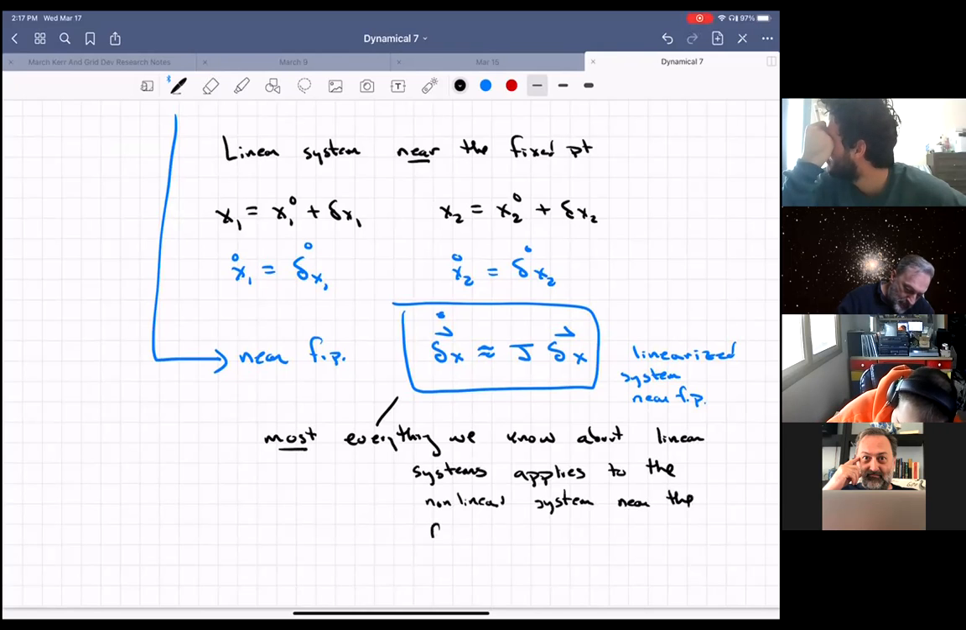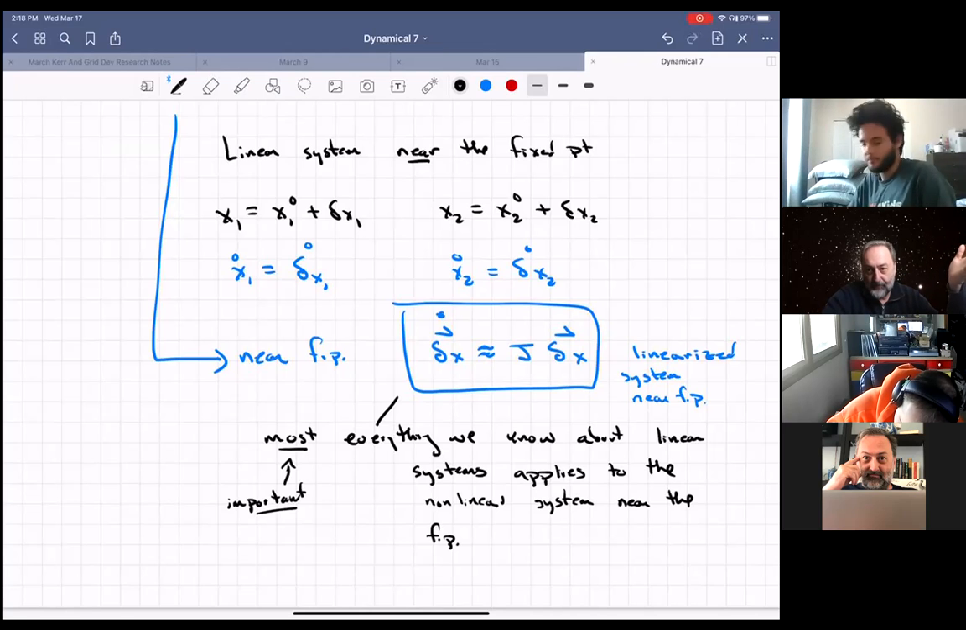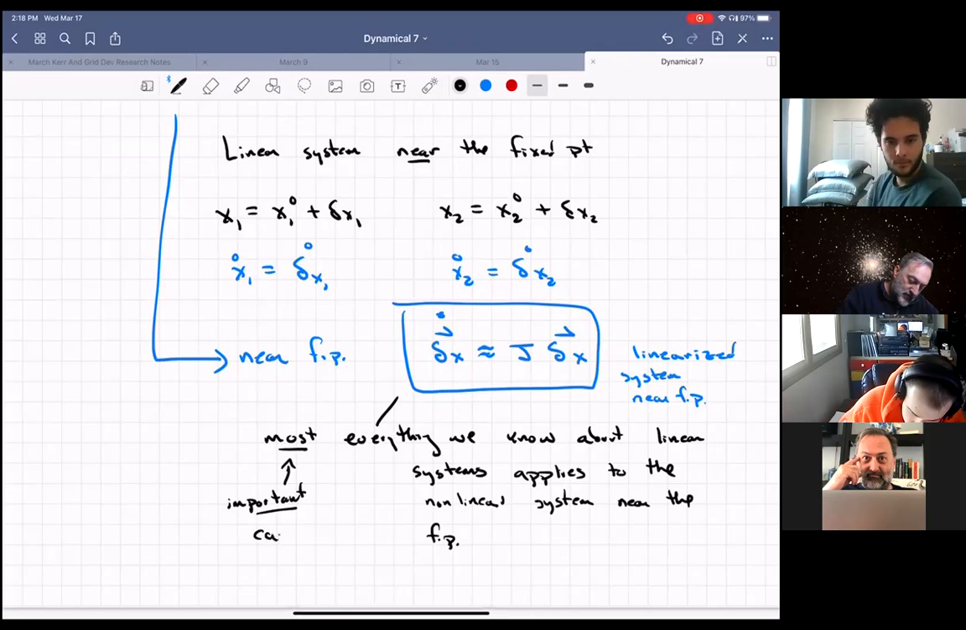Near the fixed point. And that "most" is an important qualifier. Okay, so we've studied how to work with linear systems. The idea is, if you have a nonlinear system and it has a fixed point, then near that fixed point, the behavior of the nonlinear system may be expected to be like the behavior of the linear system. And there's an important caveat here to this statement about "most" and what you can learn from the linear system.